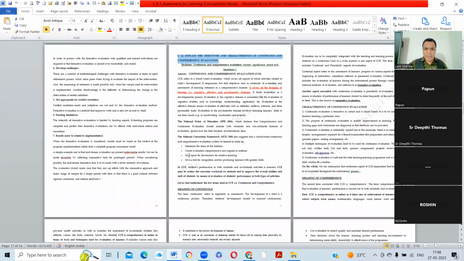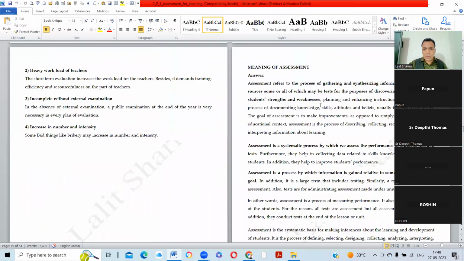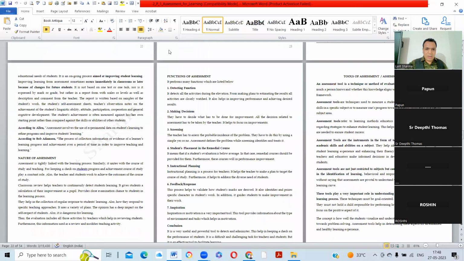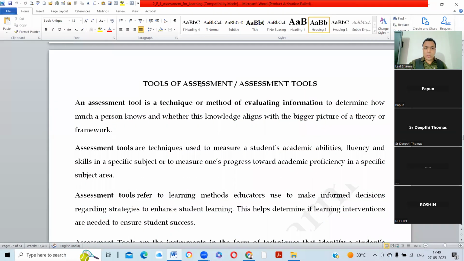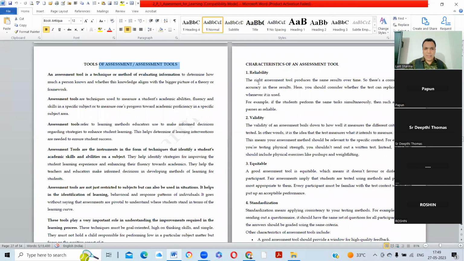So look, I have also made notes for you, right? Then we'll talk about assessment, the meaning of assessment, right, guys? Then the function of assessment, yes. Then the most important, tools of assessment. Yeah, this is called the assessment tool. And the characteristics of assessment tools. What are its characteristics, right? We'll discuss this thing.